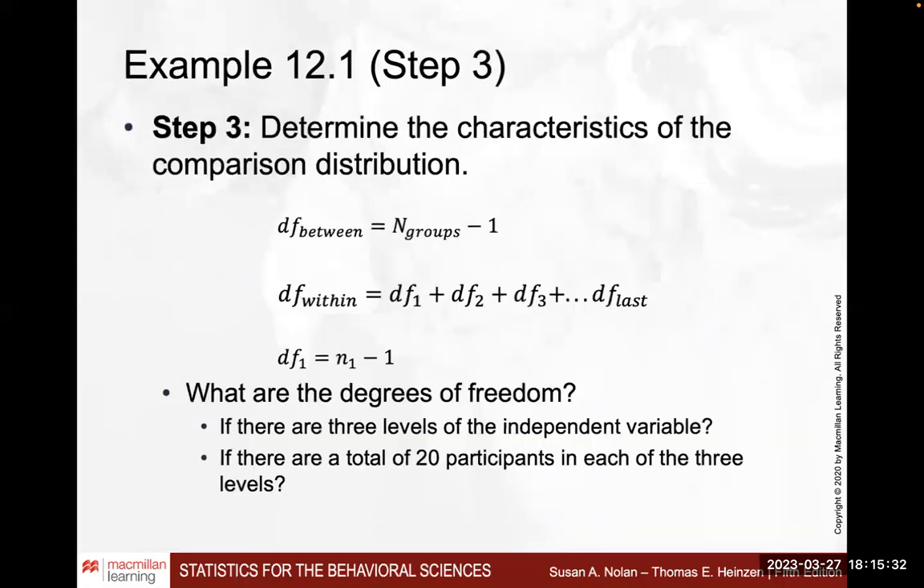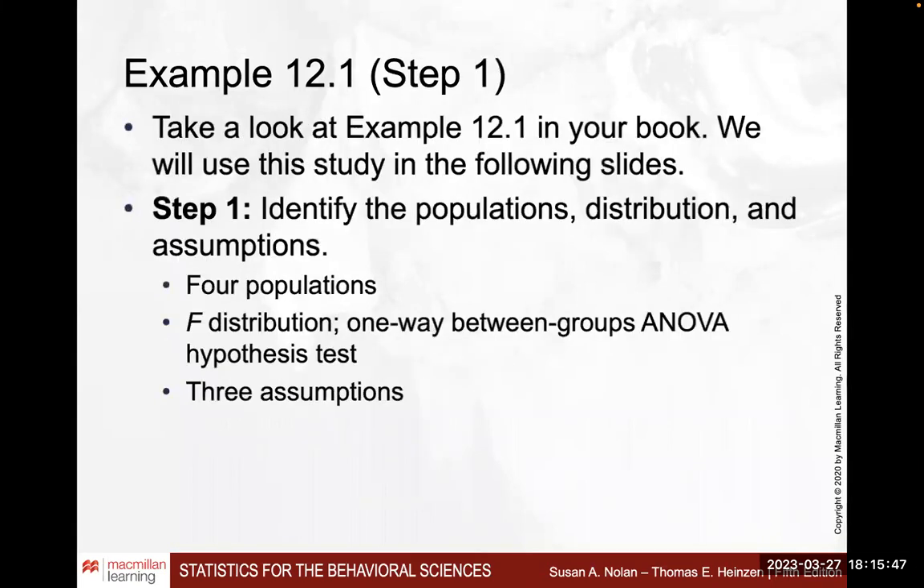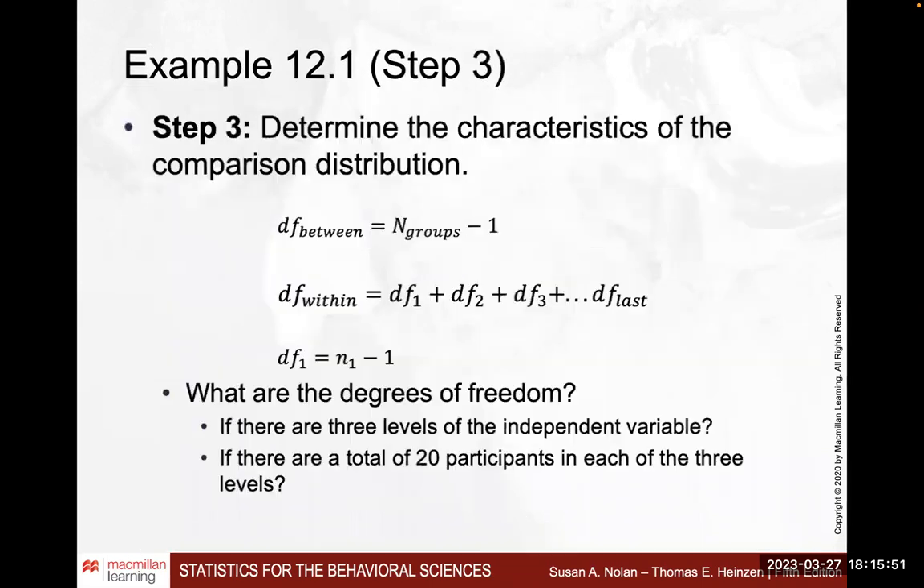Keep in mind the null hypothesis for ANOVA, which is that all three means are identical, whereas the research hypothesis says that at least one mean is different from one other mean. The six steps are the same.